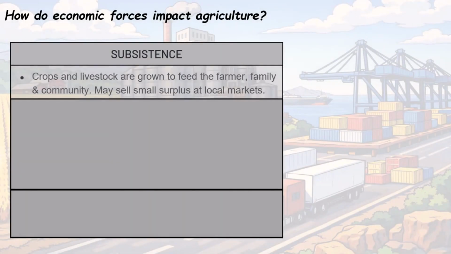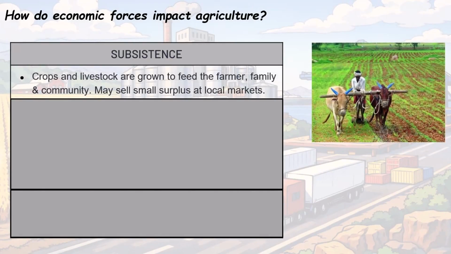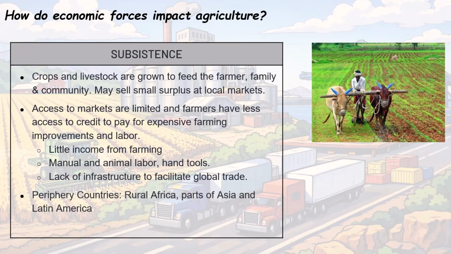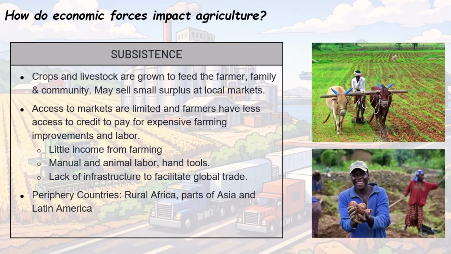Okay, this is where the economic divide gets real. Subsistence farming is survival mode. Crops and livestock are grown to feed the farmer, their family, and the local community. If there's a small surplus, maybe it gets sold at a nearby market. But profit is not the main character here. Survival is. Look at the images. You see manual labor, animal power, hand tools. That farmer using oxen to plow the field, that's labor-intensive agriculture.